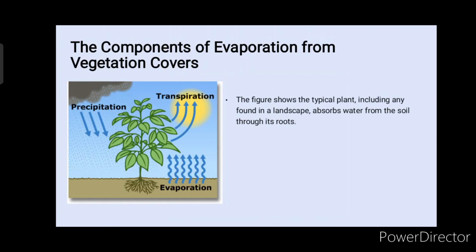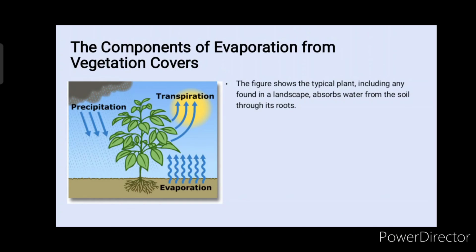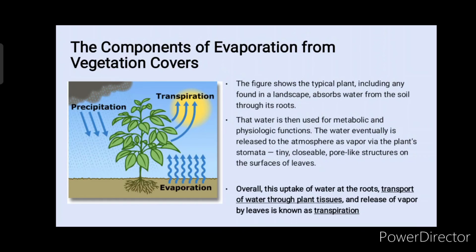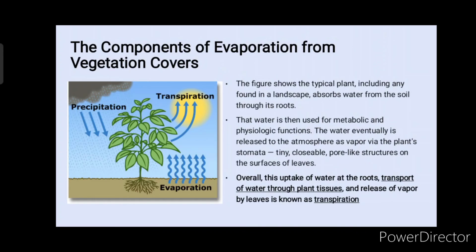The figure shows the typical plant, including any found in a landscape, absorbs water from the soil through its roots. That water is then used for metabolic and physiologic functions. The water eventually is released to the atmosphere as vapor by a plant's stomata, tiny closable pore-like structures on the surface of the leaves. Overall, this uptake of water in roots, transport of water through plant tissues, and release of vapor by leaves is known as transpiration.